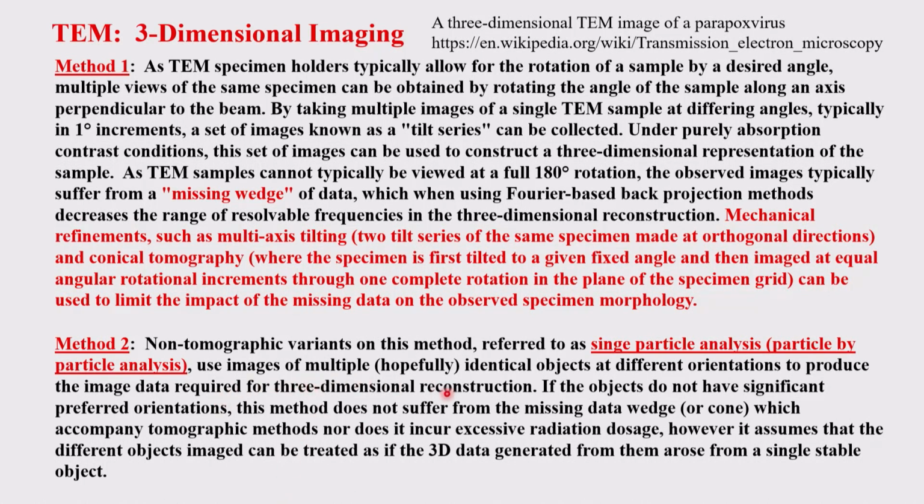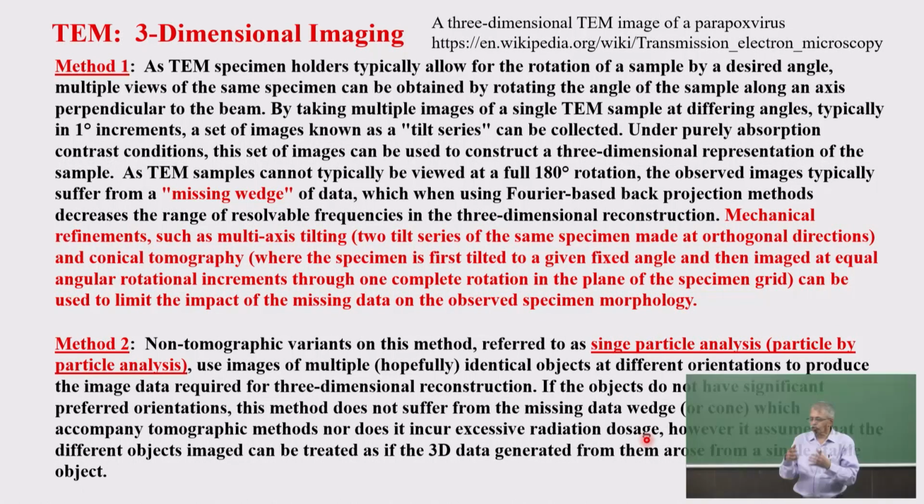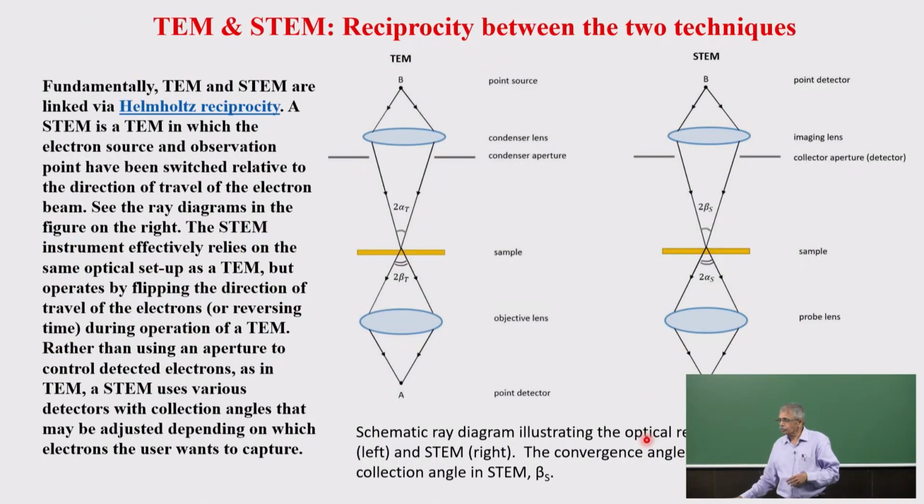They use images of multiple identical objects at different orientations to produce the image data required for three-dimensional reconstruction. If the objects do not have significant preferred orientations, this method does not suffer from the missing data wedge which accompanies tomographic methods, nor does it incur excessive radiation damage. However, it assumes that the different objects imaged can be treated as if the 3D data generated from them arose from a single stable object. So when you combine all of them, it will be equivalent to one of those. That is how you do that.